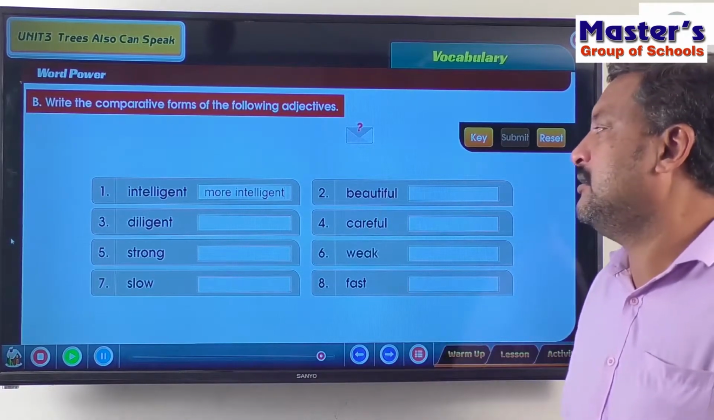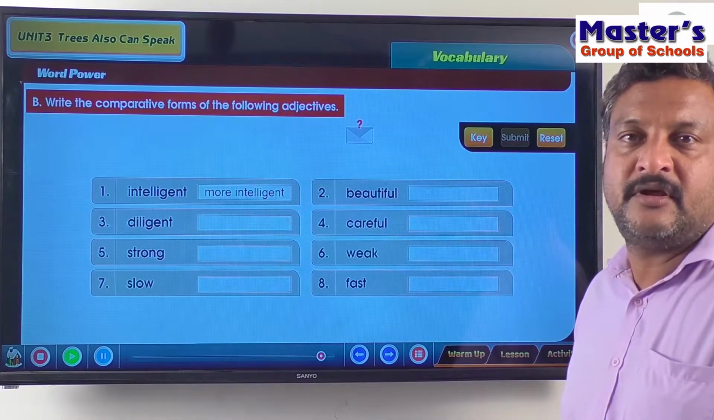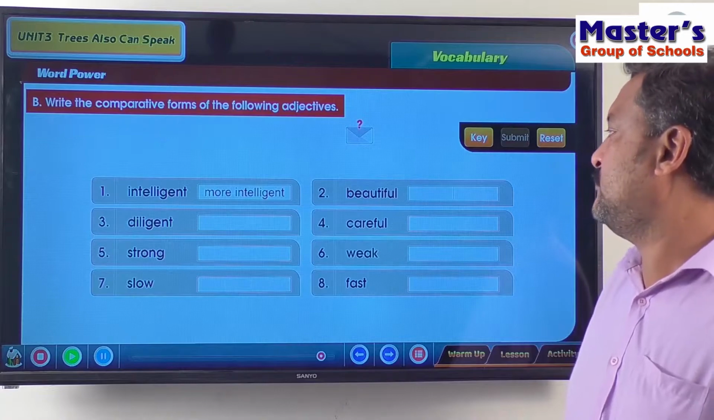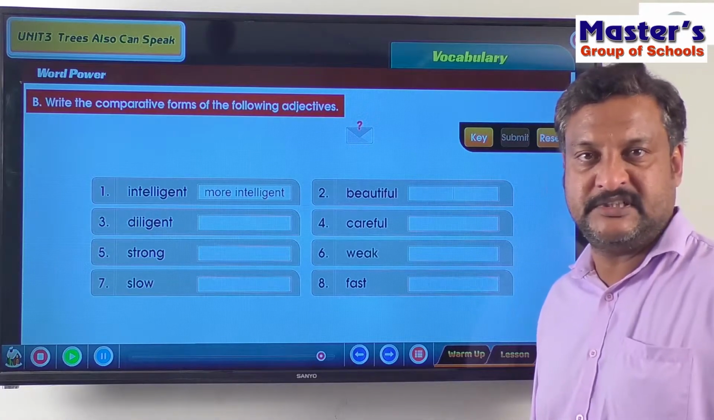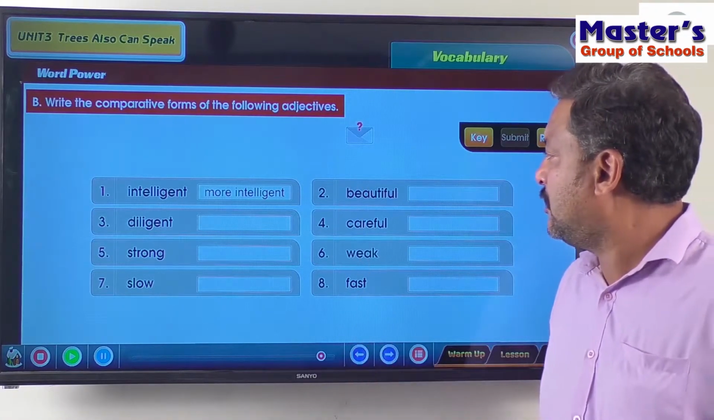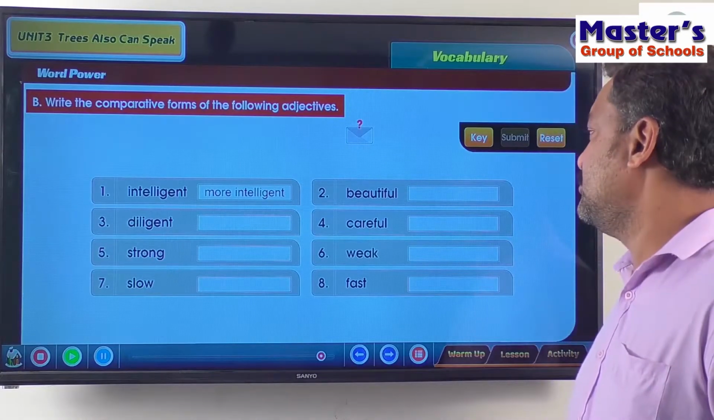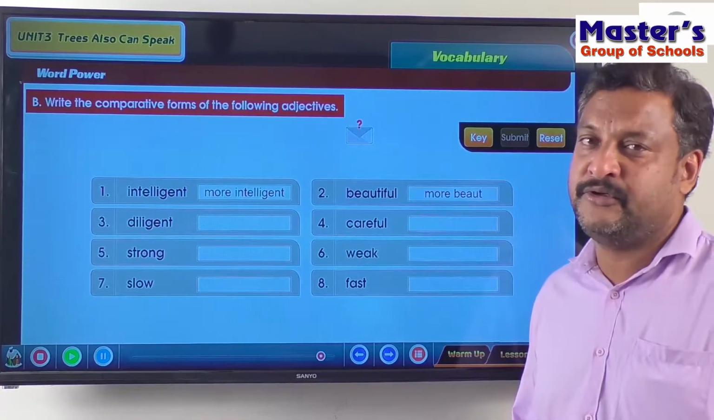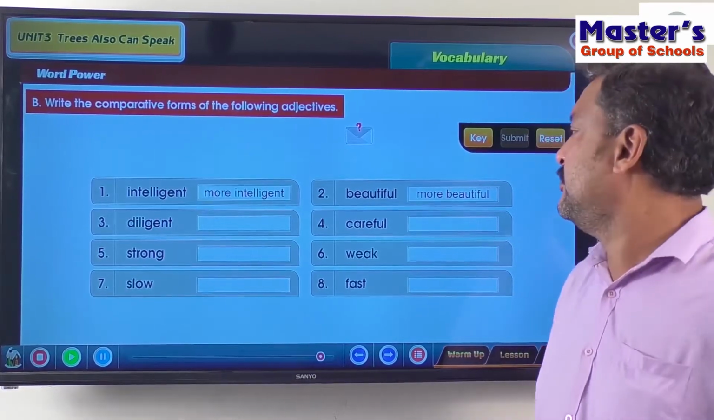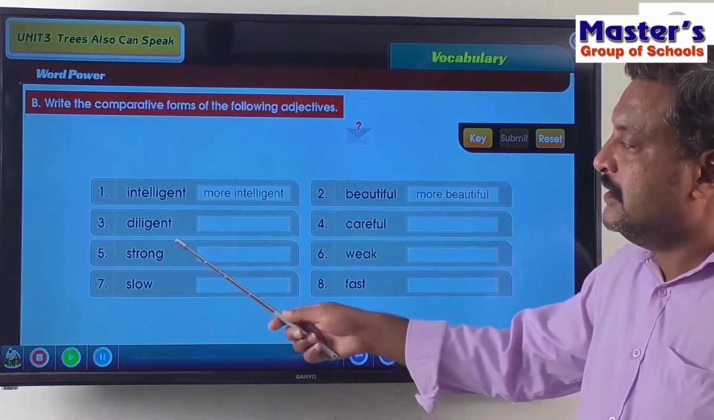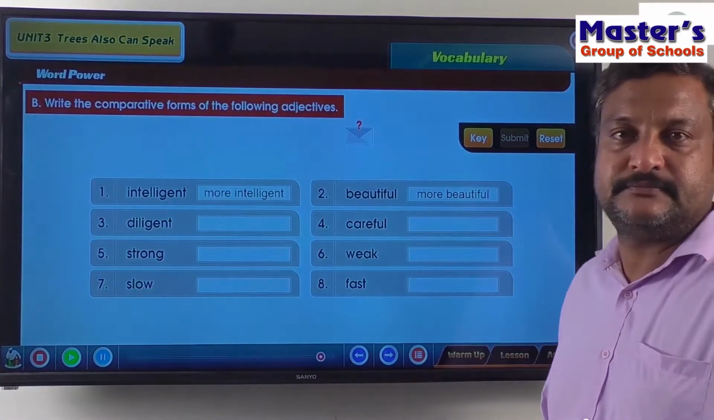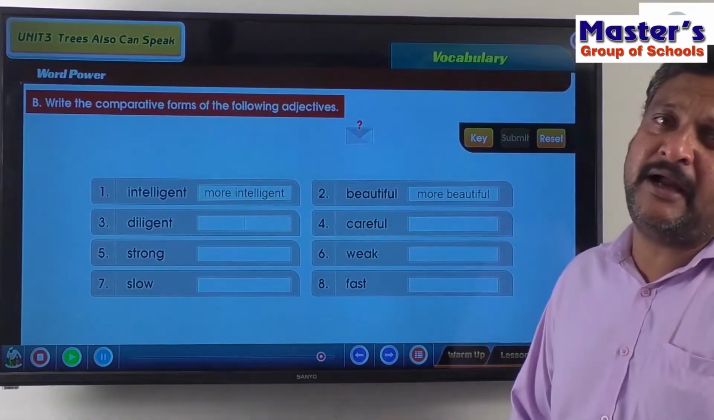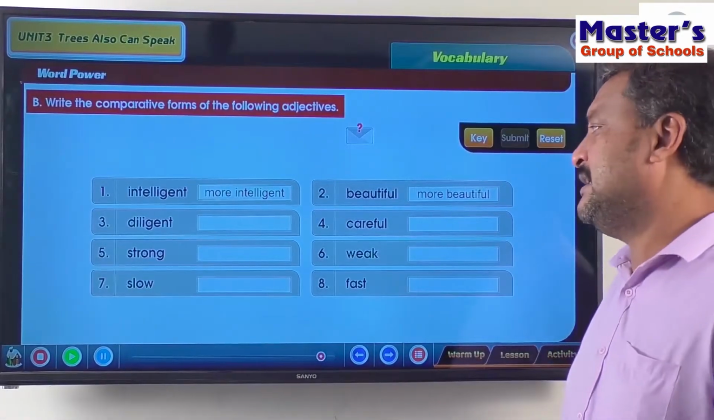The second one, beautiful. So beautiful is also a word to which we need to add more, right? So the comparative form of beautiful is more beautiful. Diligent. Third one is diligent. Again, we need to add more to that. More diligent.